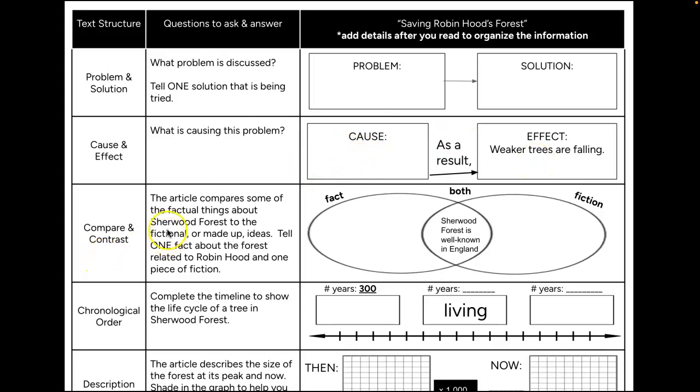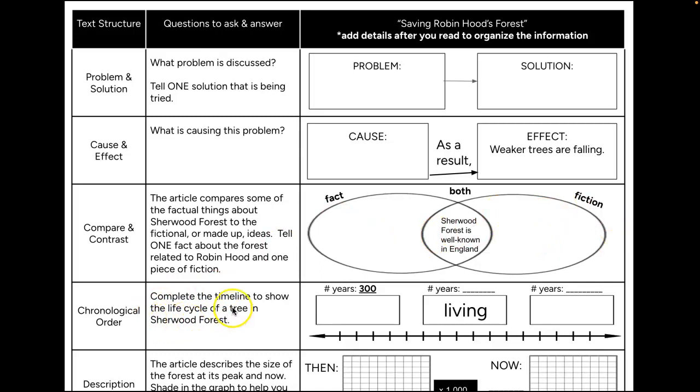For compare and contrast, the article compares some of the factual things about Sherwood Forest to the fictional or made-up ideas. Pick one fact and one fictional part of the forest related specifically to Robin Hood. They're going to give you several, so you just need to pick one. And then I put a similarity for both of them is whether you believe in them or not. Sherwood Forest is well known in England, factually because of what its purposes, and fictionally because of Robin Hood.